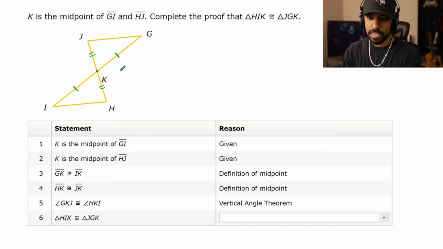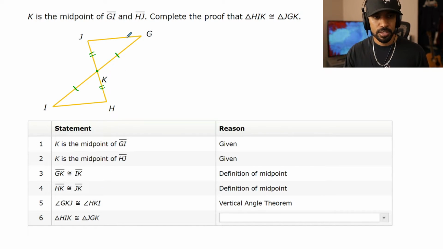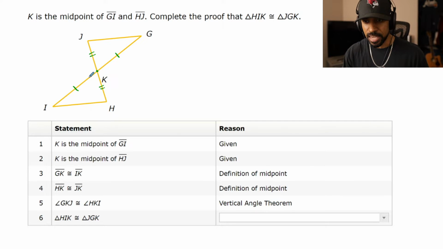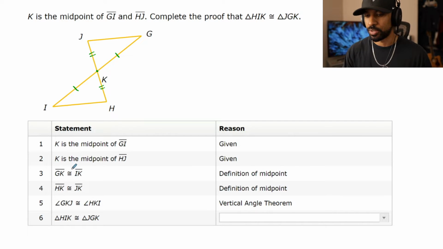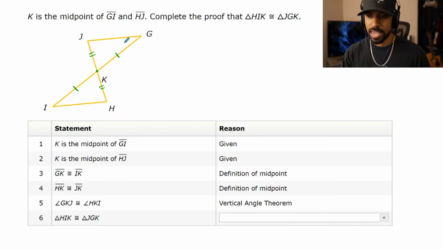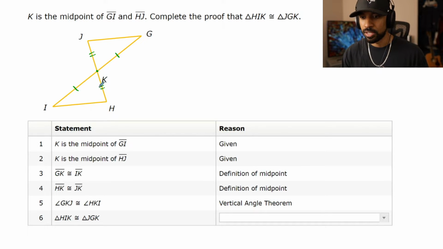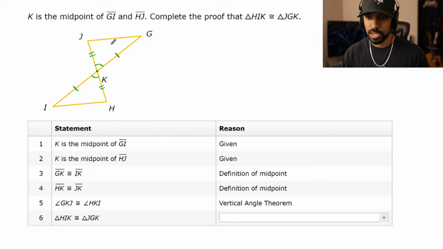We have side and side. With side and side, we need either a third side or an angle. Now, if you were to build this yourself, I can't do anything to state that these two sides are congruent here. I don't have enough information. However, I can state that the angle in between these sides are congruent. Angle GKJ is congruent to angle HKI because these are vertical angles like we just saw last time.